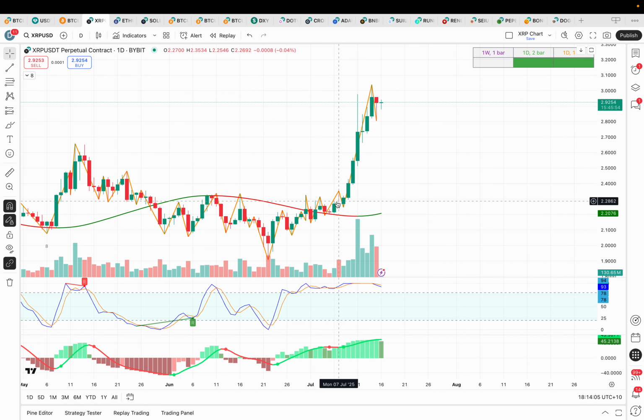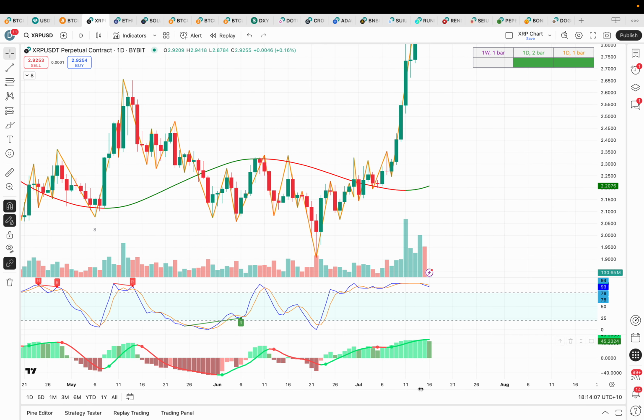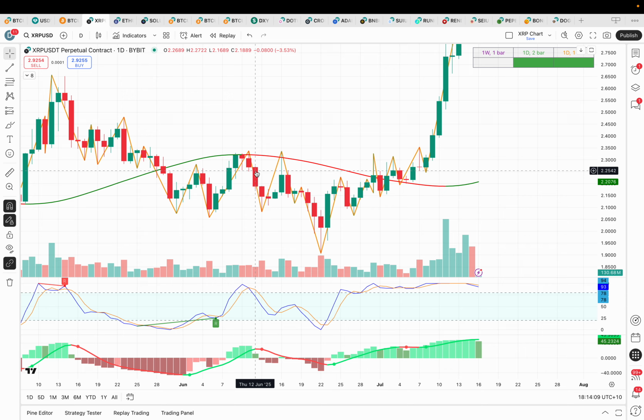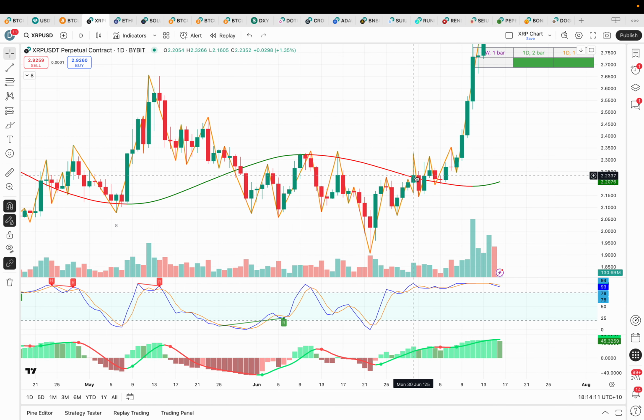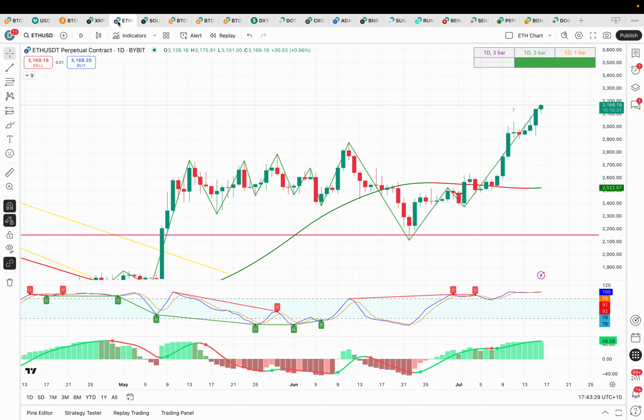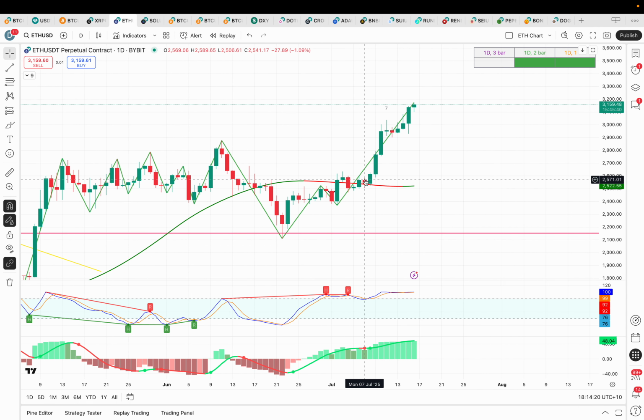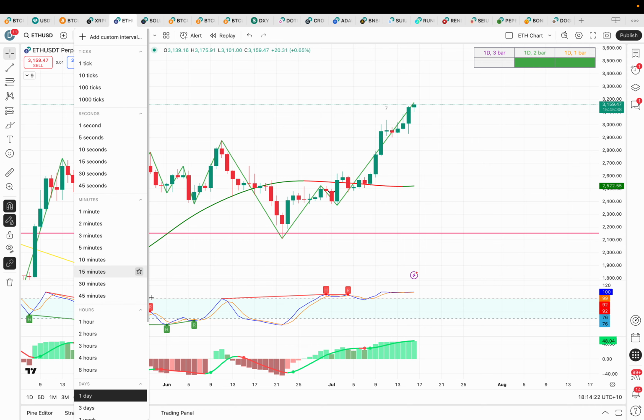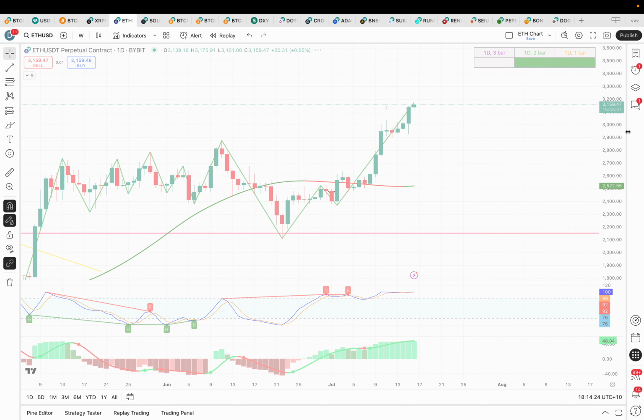But yeah, like you can see, I have talked about this heaps in my previous videos. You see price break above the 50-day TMA, consolidate for a bit, and then you get this massive, massive move up. Ethereum, same story. We're still long on the daily and weekly charts.